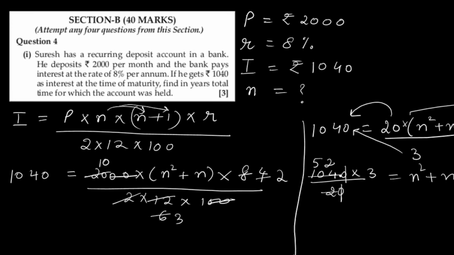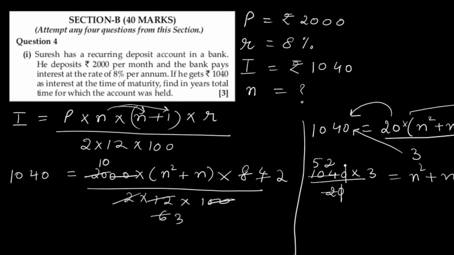So 52. Don't do multiplication. Some students here will do multiplication. Still cancellation can be done. Prefer to do cancellation. Some of the students do multiplication of 1040 with 3 and then do division. So it will waste your time. So we have to save time.